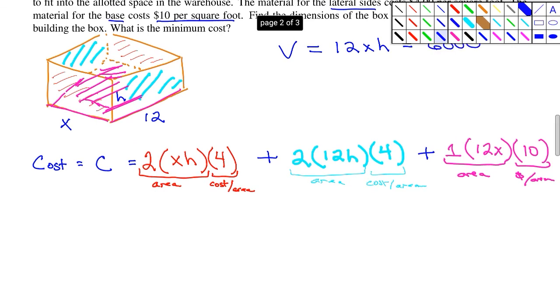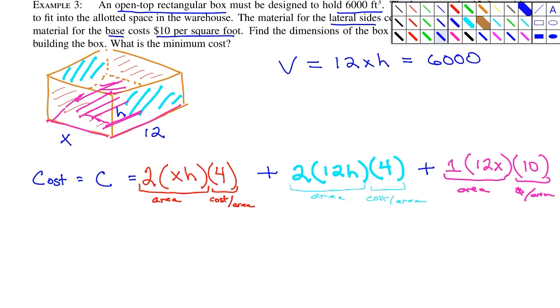All right, so now let's simplify this as much as we can so far. So 4 and 2 is 8, so it's 8xh, plus 2 times 12 times 4 is 96h, and then 12 and 10 is 120x. So we have the same problem as before. We have a function, but it has two different variables. We have an x and an h.